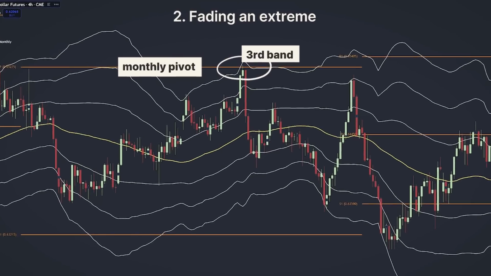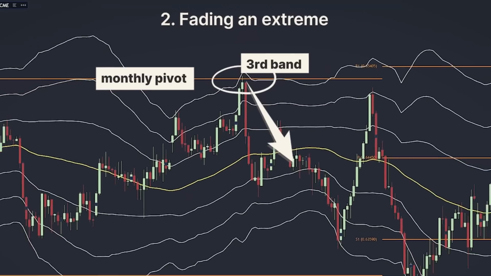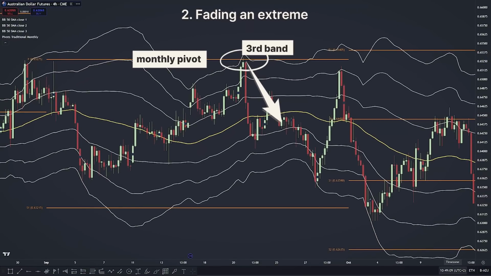Suppose price slams into the third deviation upper band. Then you spot a monthly pivot or a supply zone, and a bearish reversal candle forms. You have multiple factors to short, expecting price to revert back to the lower bands.